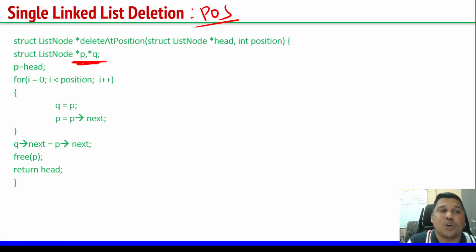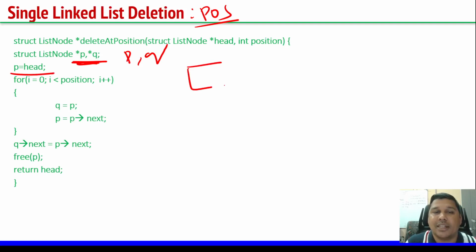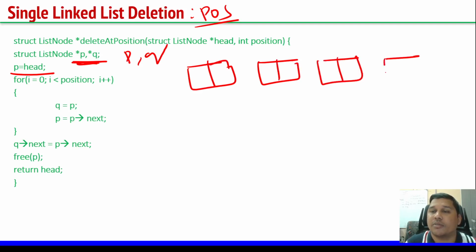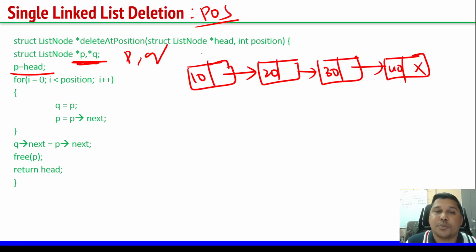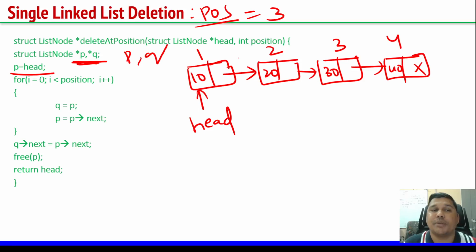See, I am taking two nodes P and Q. What I am doing here: P equal to head. If I draw a small list here, it contains 10, 20, 30 and 40, and this is null, this way they are linked. So, this is position 1, position 2, position 3, position 4, and this is my head, this is the list. I want to delete at any given position, let the position be 3.